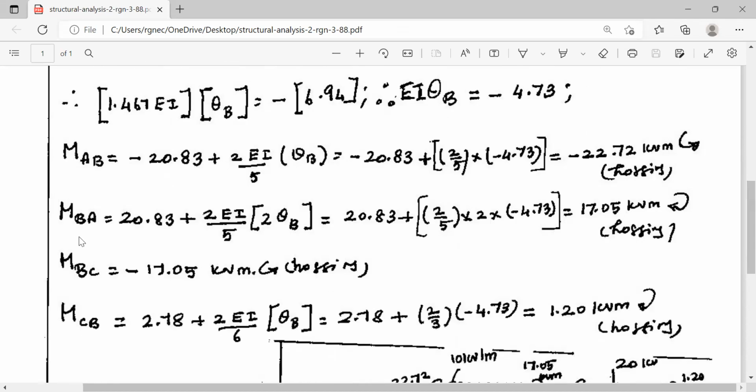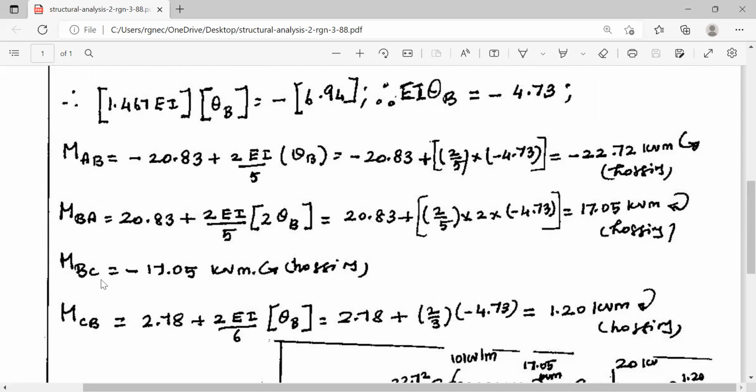Now similarly MBA is the sum of the fixed moment plus the moment caused by the rotation theta B. This is the near side effect. Theta B is the rotation and you are measuring MBA. So it should be 2 by L into 2 times theta B. Finally, you are getting this is the moment for MBA.